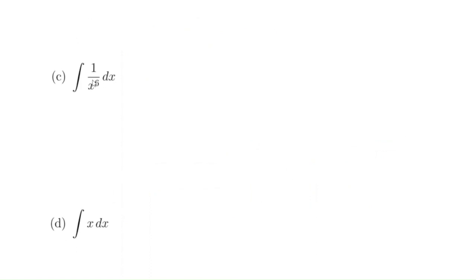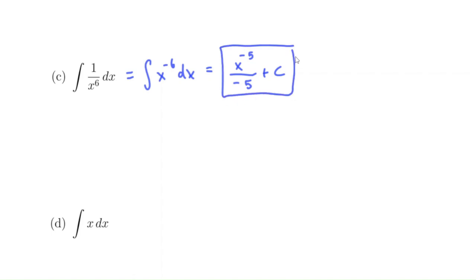Now, what about this? What's the integral of 1 over x to the 6th? Well, again, let's rewrite this as x to the negative 6th power. That's what 1 over x to the 6th is. And we're going to use the power rule. Well, again, we always raise this number up by 1. So to raise negative 6 by 1, though, you're not going to get negative 7. You're going to get negative 5. And then you'll divide by that same number, negative 5. So x to the negative 5th over negative 5 plus c.